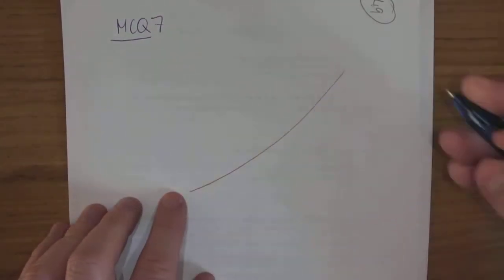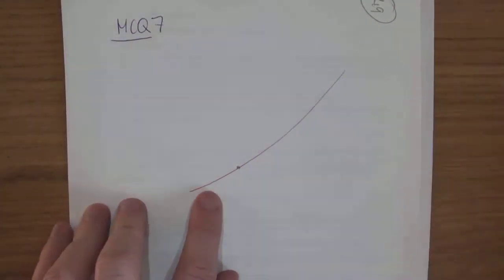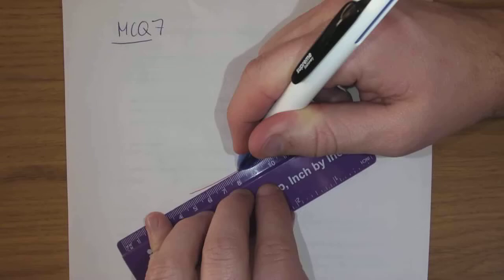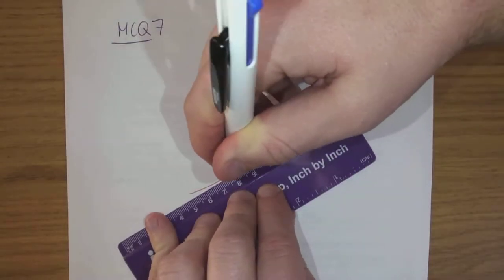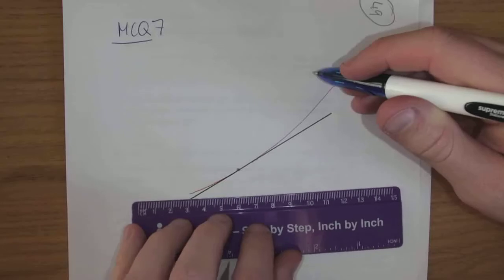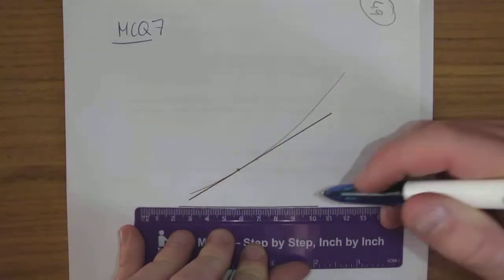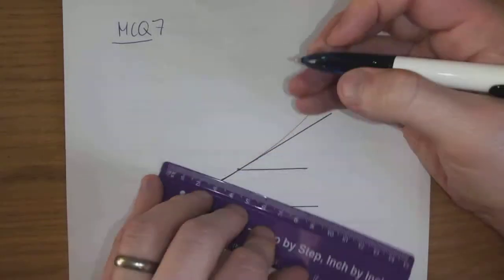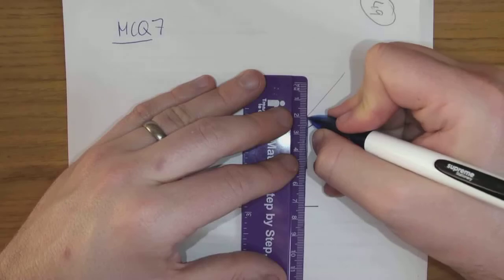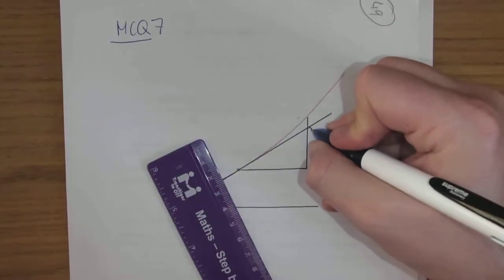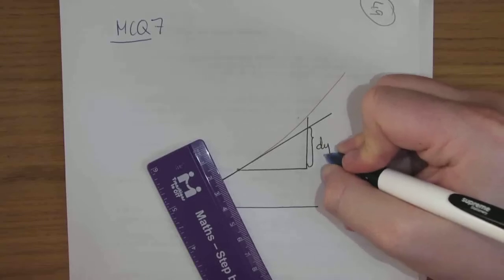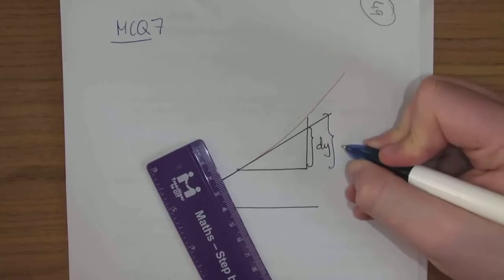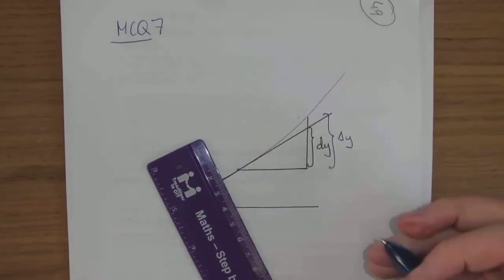So take this point, draw the tangent. I really need an axis as well. And so I get here. So this is the differential. Your picture might look a bit more like this, and it approximates the actual change, which we call delta y.